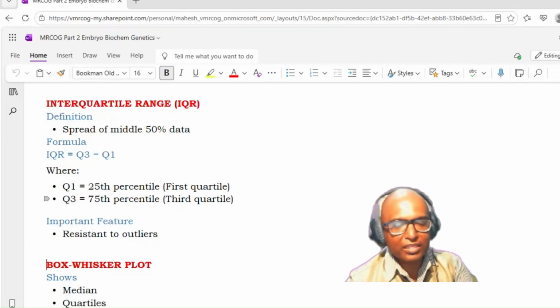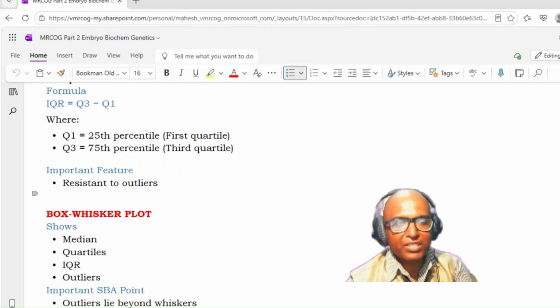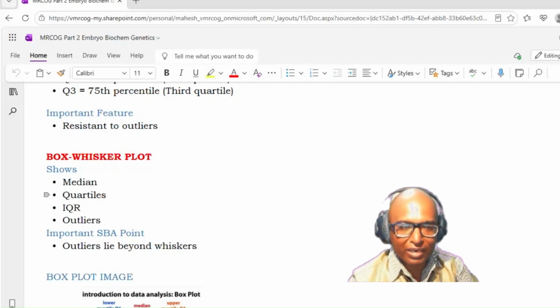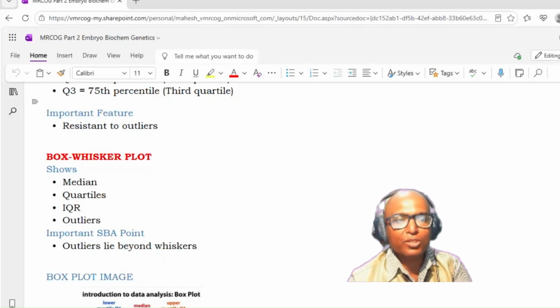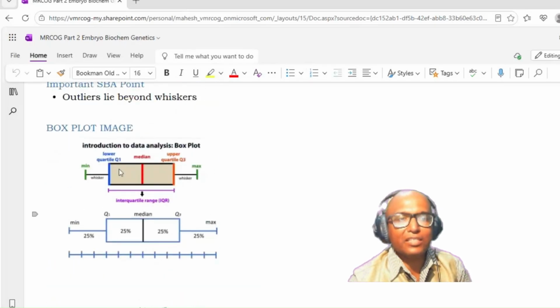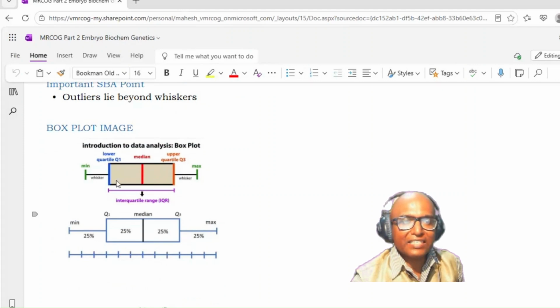On this concept you have the box and whisker plot. What does this box and whisker plot show? It shows the median, it shows the quartiles, it gives us the interquartile range, and it talks about the outliers. The important thing is that outliers lie beyond the whiskers. So look at this particular box and whisker plot. The data set is divided into quarters. This is the first quartile, this is the second, and this is the third quartile. And these are the whiskers.